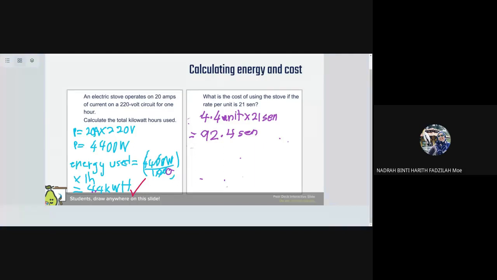Atau kalau convert ke ringgit dia jadi 0.92 ya. Sama je, tak ada masalah. Okay, 92.4 tu betul, tak ada masalah ya.